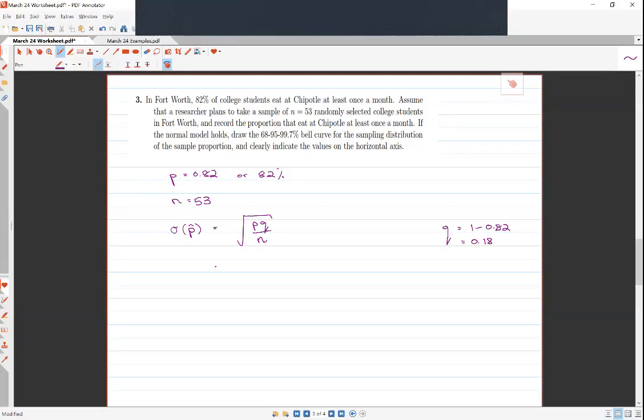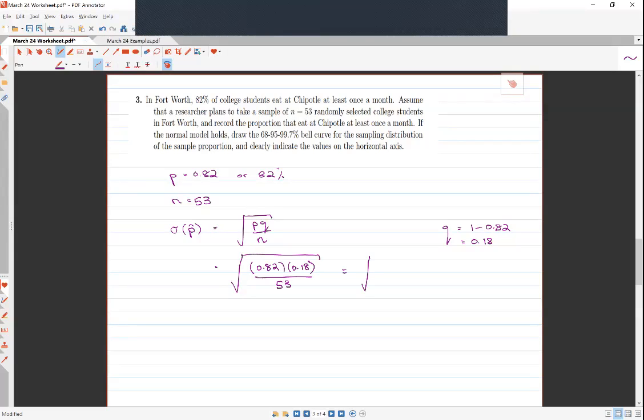And I haven't emphasized this, but be careful when you're doing the sigma calculation, make sure that you are using the values in decimal form. If you're trying to multiply percentages here, you're going to get a completely wrong value. It'll be way, way off. So you can express your solution that you get as a percentage, but do the calculation in decimal form. So square root of 0.82 times 0.18 over 53.